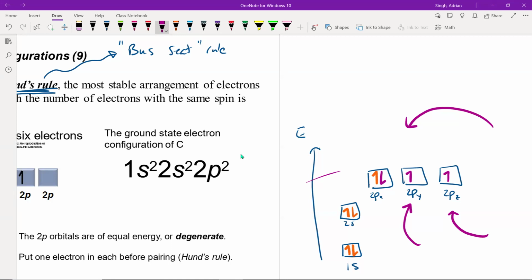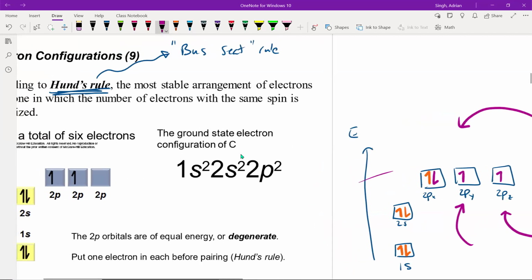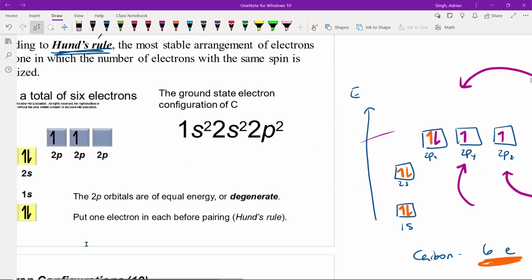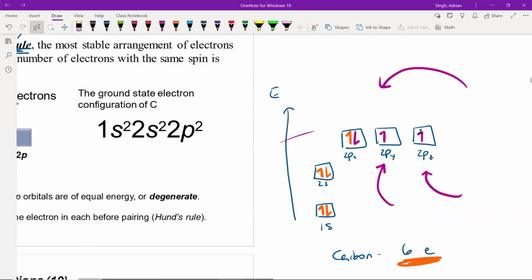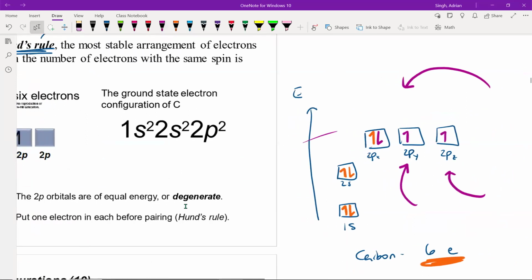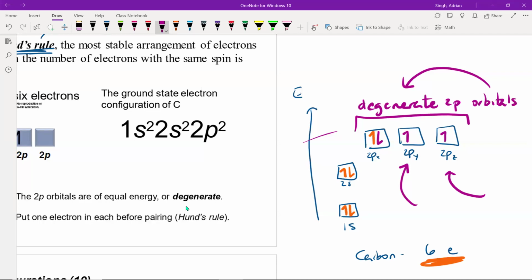So the way that we would say that is we put one electron in each of the 2p orbitals first before we start pairing up. And the reason why that is important is because these p orbitals are degenerate, they have equivalent energies. Degenerate p, or 2p orbitals to be more specific. So we put one in each orbital, but then we start pairing up. So don't pair up prematurely, in other words.